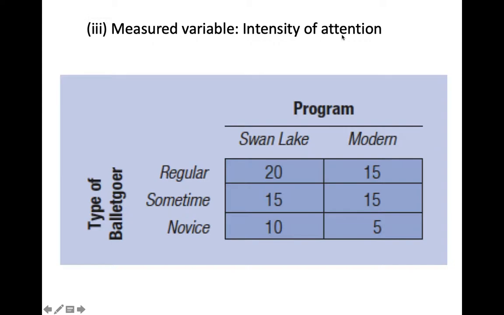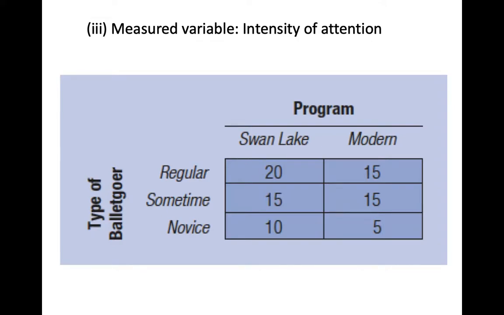And what we have here as the measured variable is the intensity of attention. So you have to wonder if this was really a psychologist that was trying to study this. In this kind of observational study, you'd have to know who is a regular versus sometime versus novice ballet goer and find some way to measure the intensity of attention that they're paying to these different programs. Presumably higher numbers mean higher intensity.